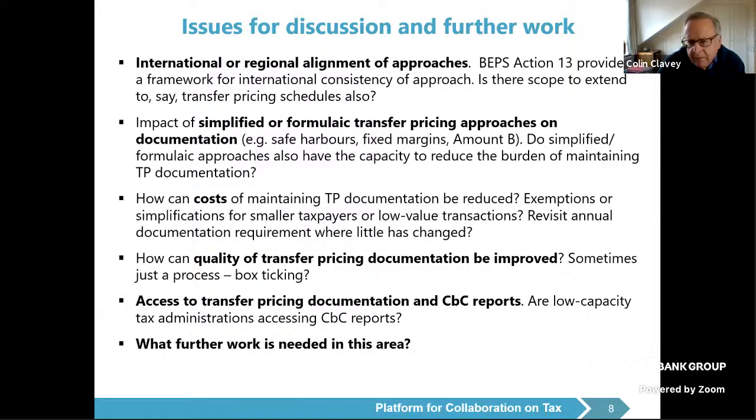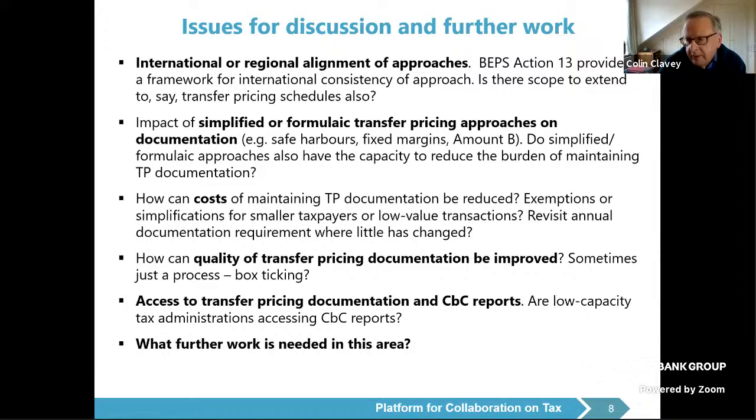Next, another issue which struck us came from an article we saw recently, which I think came after the documentation toolkit was published. It mentioned that the quality of transfer pricing documentation is not always very good. Sometimes it's just a box-ticking process. Sometimes the minimum is done to avoid penalties. The point was made that maybe more junior staff or do-it-yourself packages are used. But that doesn't mean that transfer pricing documentation isn't valuable.